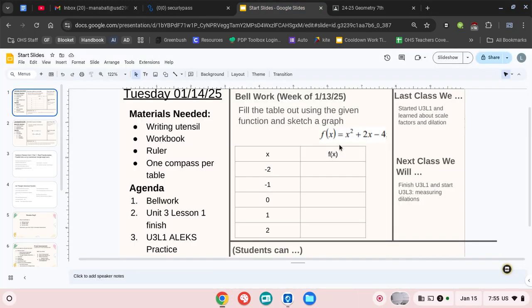So good morning. Our bell work today was to fill out the table using the given function and to sketch a graph. So the function that we were given is f of x is equal to x squared plus 2x minus 4. Okay, so this is a little bit of review for Algebra 1, maybe a little bit of Algebra 2 as well because that square is in there, but you guys do know how to square things, so you should be able to get there.